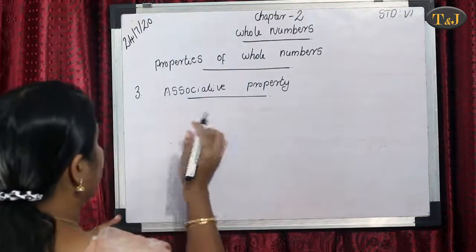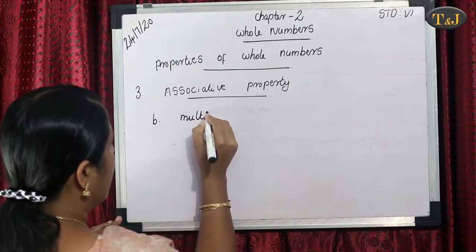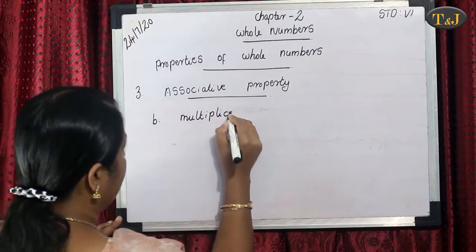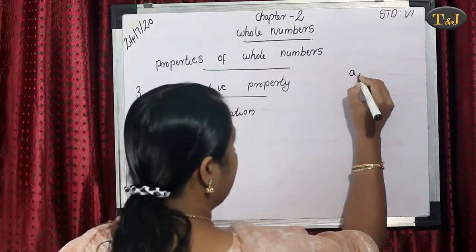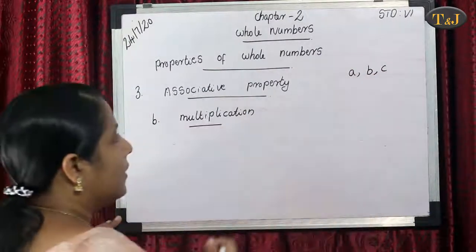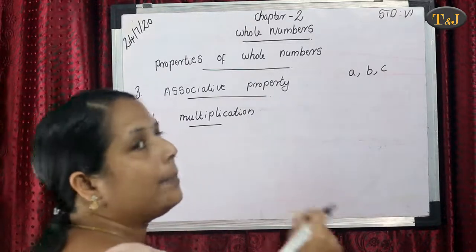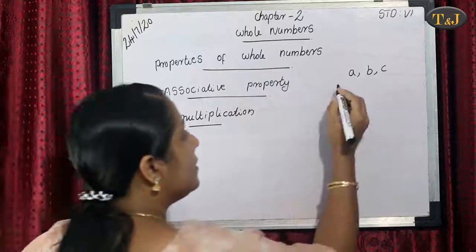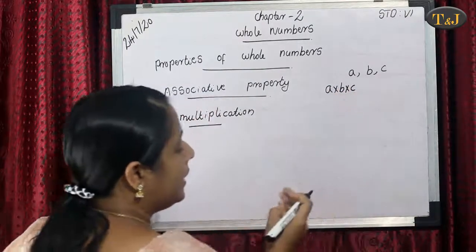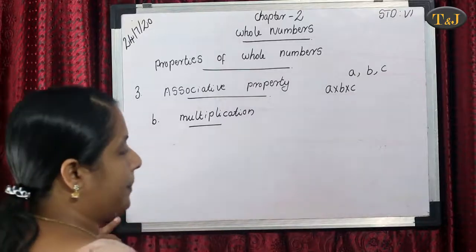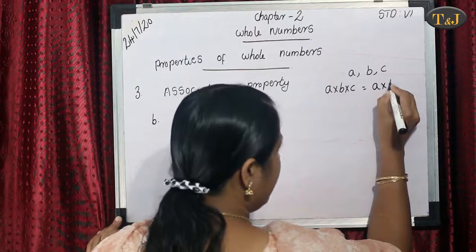Same here, only multiplication and addition are satisfied. So we are taking multiplication under the associative property. In the same way we take three numbers, a, b, c. How did we do addition under the associative property? We took a plus b plus c. The same way here, the only change is the sign: in place of plus we write the multiplication symbol.